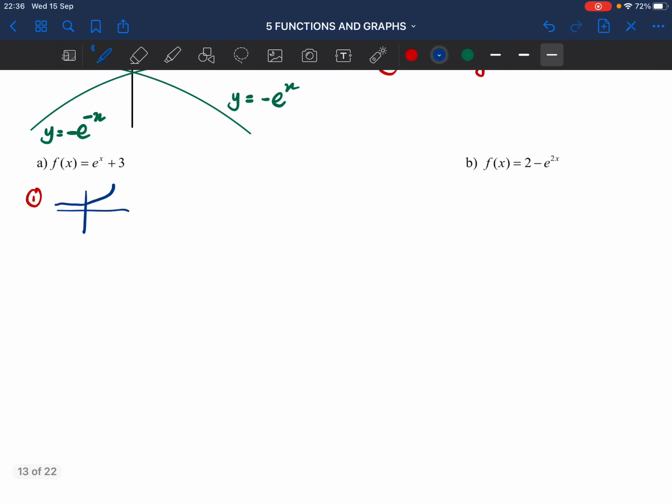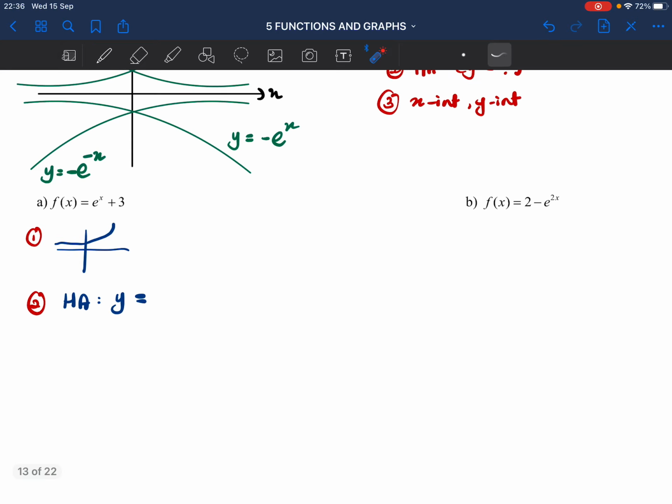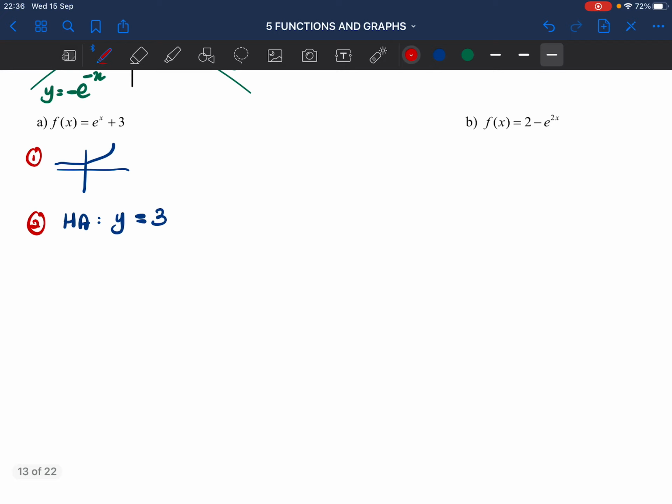Right, so the second thing that we have to find is our horizontal asymptote. So horizontal asymptote is y equals to this thing outside here. Okay, yang selain daripada exponent. So we have y equals to 3 is our horizontal asymptote. So the last thing is we have to find x-intercept and y-intercept. So x-intercept is when y equals to 0.